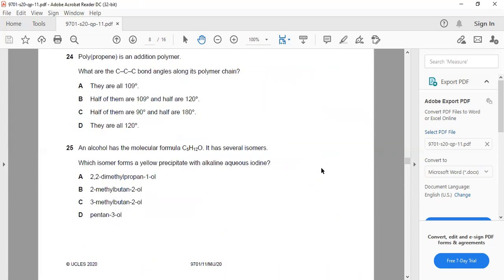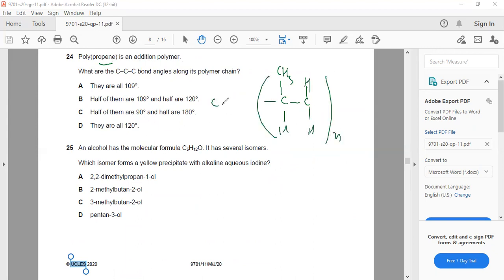Polypropylene is an addition polymer. Okay, many students get confused with the word ene. Ene does not mean polypropylene has a double bond. This is polypropylene. This is propene. Propene has a double bond, not polypropylene.